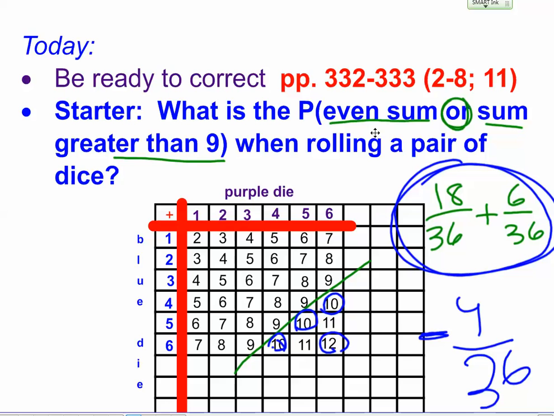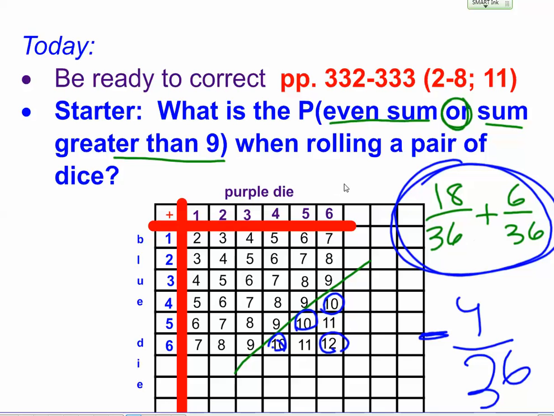If you notice, half of the numbers are even and half are odd. So 18 out of 36 is the probability I'll roll an even sum. For the sum greater than 9, I put a little dividing diagonal green line here, and these are the 1, 2, 3, 4, 5, 6 sums greater than 9 that I could roll, and that's 6/36. If you add that, we have 24 out of 36.